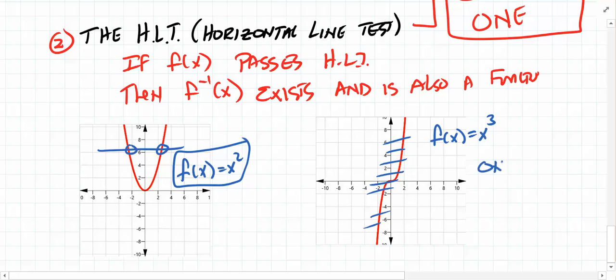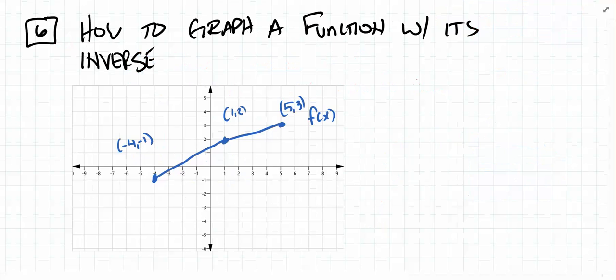Okay, box number 6 is the very last one. I've given you a dummy function, f of x. I just created it really quickly. It's pretty simple. And I gave you 3 points, all right? Is this a one-to-one function? Yes, it is. How come? Because it passes the vertical and it passes the horizontal. Okay, now what I want you to do is graph the inverse of this function.